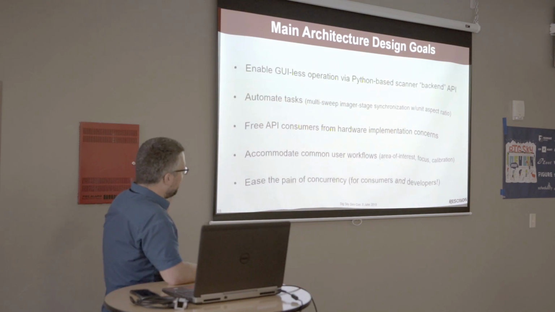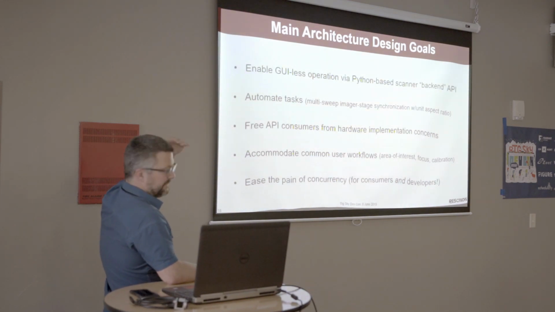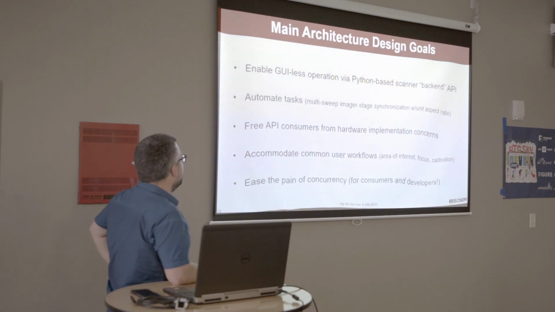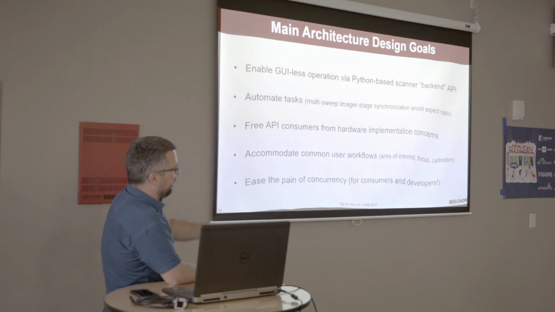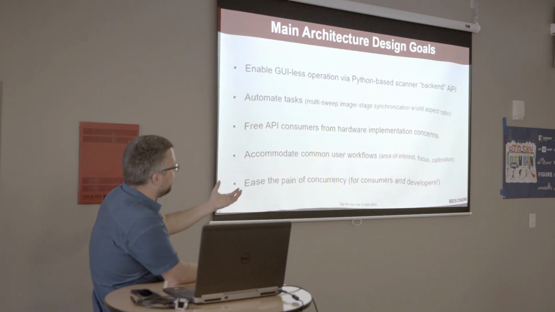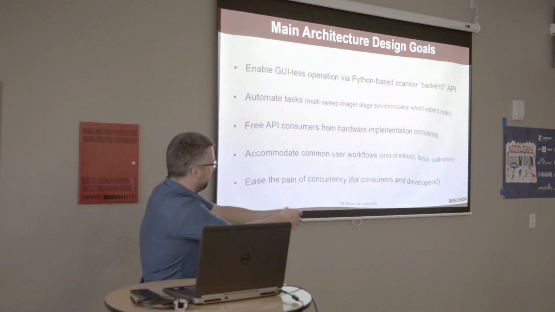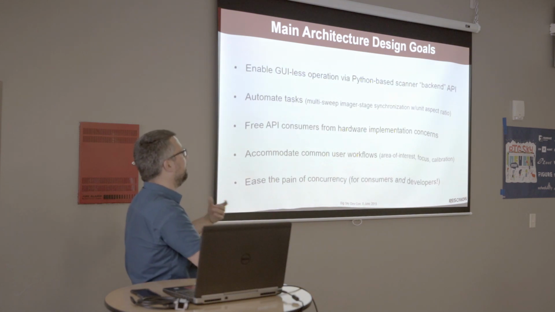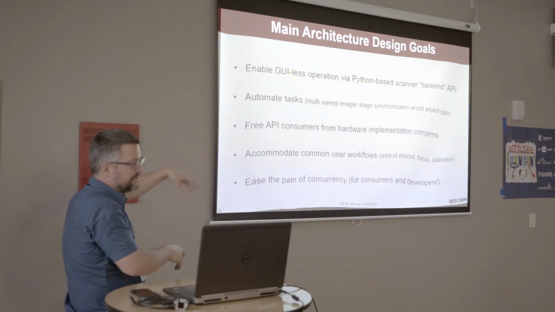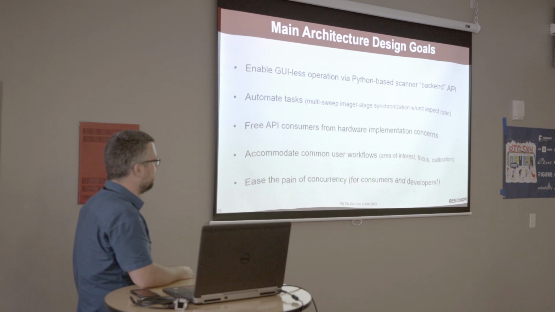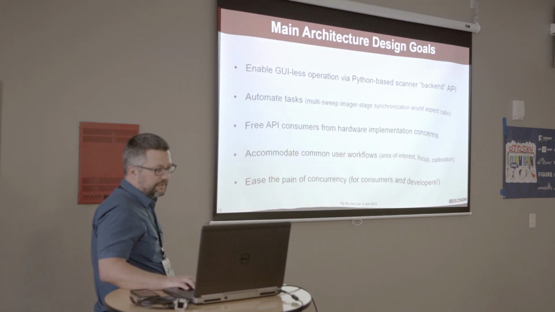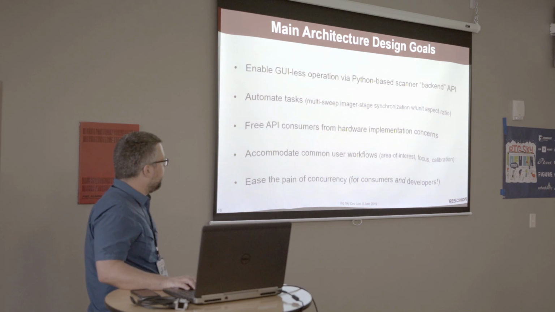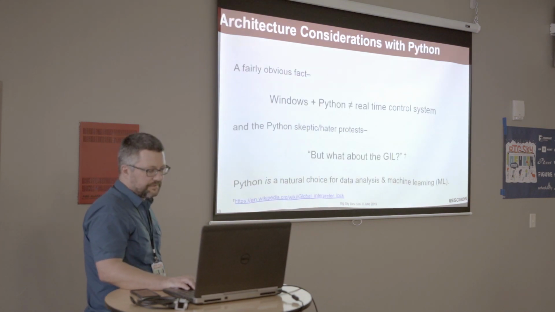I want to free the API consumers from the hardware implementation. Obviously, they shouldn't care which particular imager they're using. I want to accommodate the common user workflows. So that's, what are they going to do? They have to scan this area on the tray, then this area, then here, then do a focus, and then there's a whole set of calibrations you have to do to make sure your data are comparable, and I'm not going to get into that. And then ease the pain of concurrency, right? Concurrency is hard, both for the consumers and the developers.